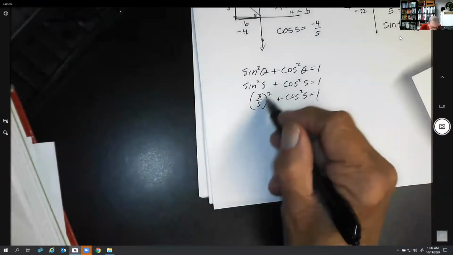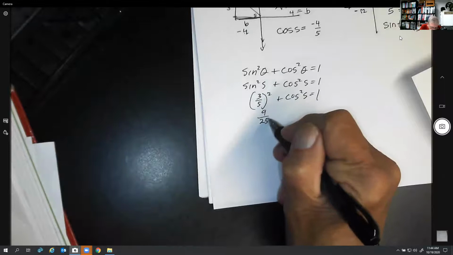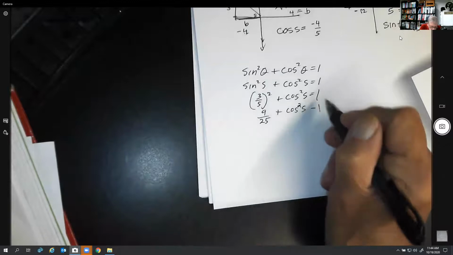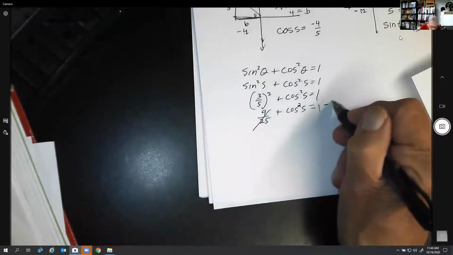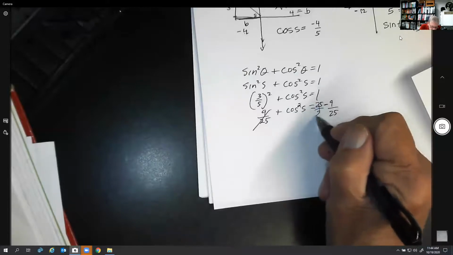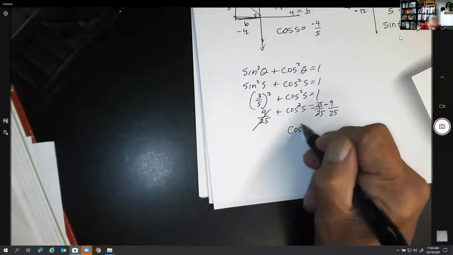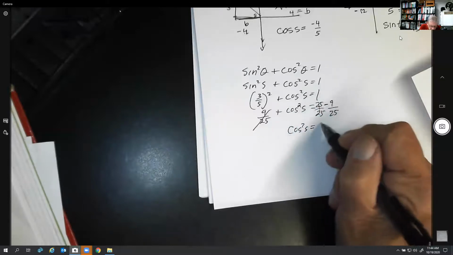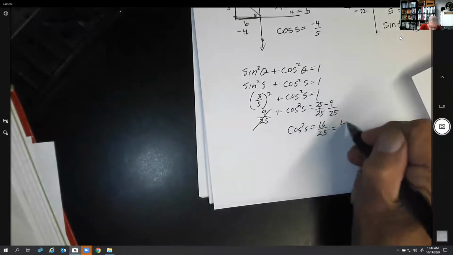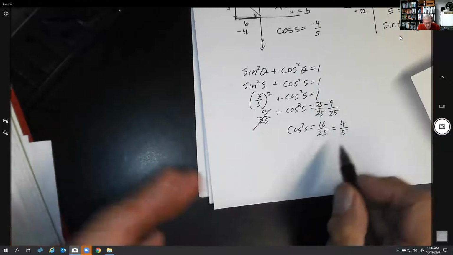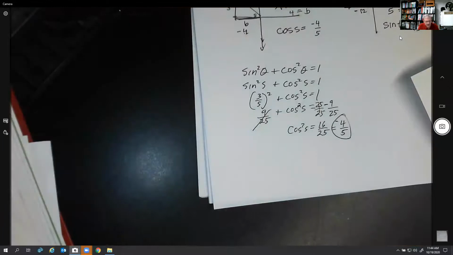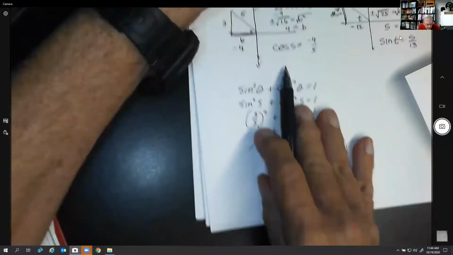I could just multiply that out: 9/25 plus cosine squared s minus 1 equals 1. Bring this over. See, what I don't like about this is now you're dealing with a bunch of fractions. Cosine squared s equals 16/25. And then you can simplify that to 4/5. But then you have to remember the cosine in the second quadrant is negative. So to me, I think it's easier to do it this way.